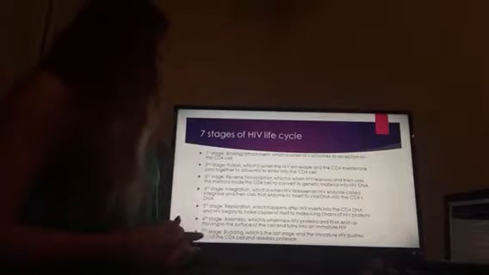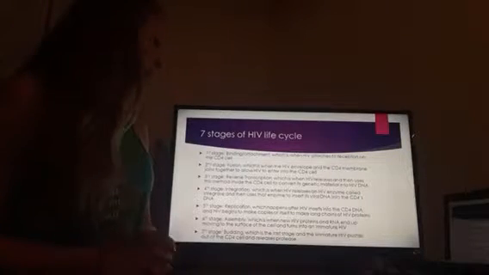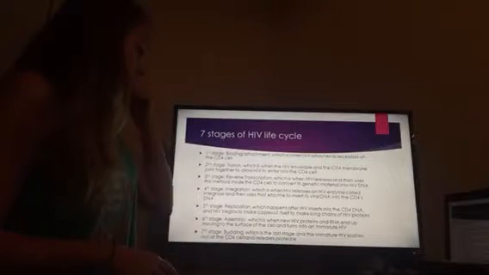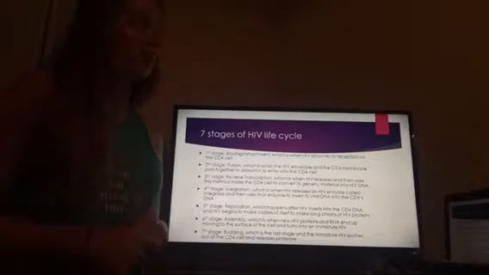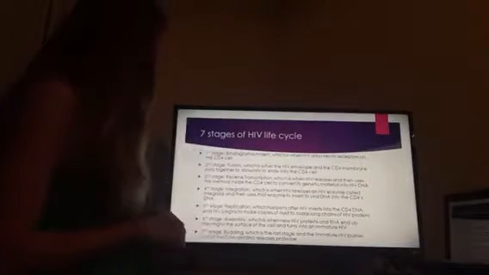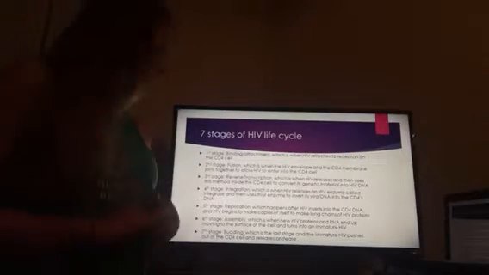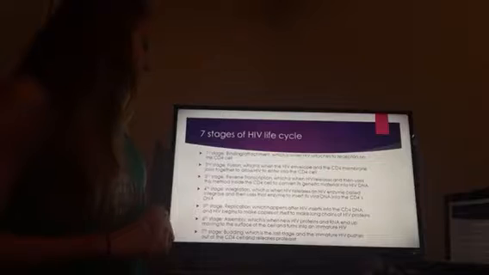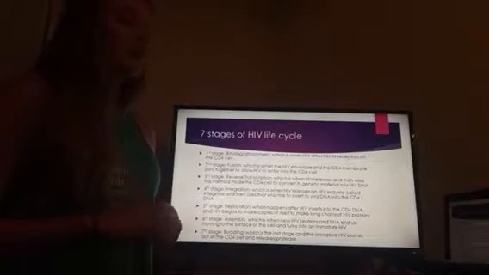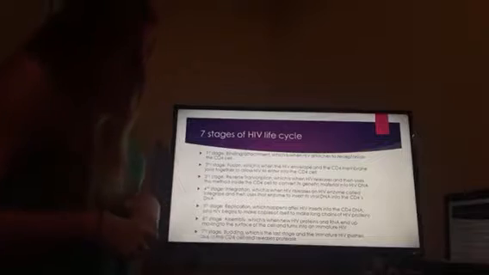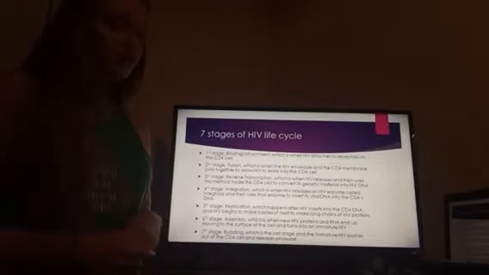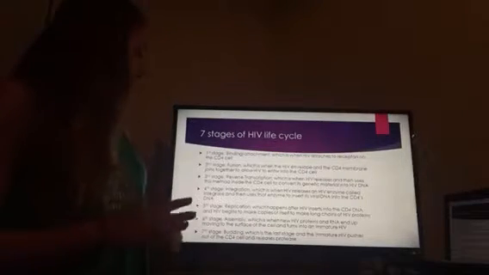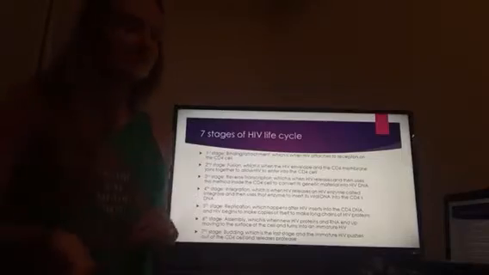The fifth stage is replication, and this happens after HIV inserts into the CD4 DNA, and HIV begins to make copies of itself to make long chains of HIV proteins. The sixth stage, which is assembly, is when the new HIV proteins and RNA move to the surface of the cell and turn into the immature HIV. And then the seventh stage, which is budding, is the last stage, and the immature HIV pushes out of the CD4 cell and releases protease.